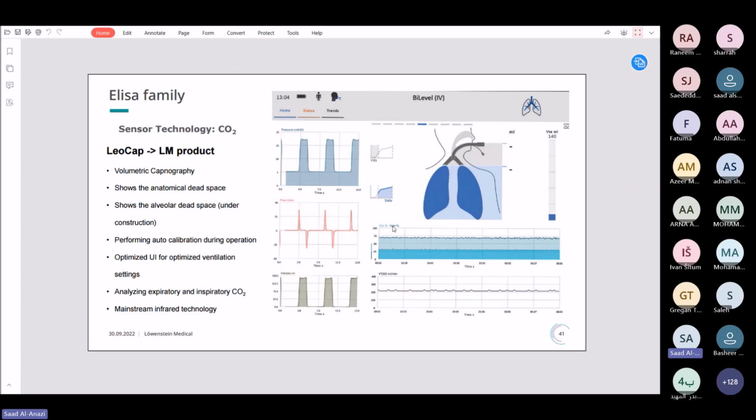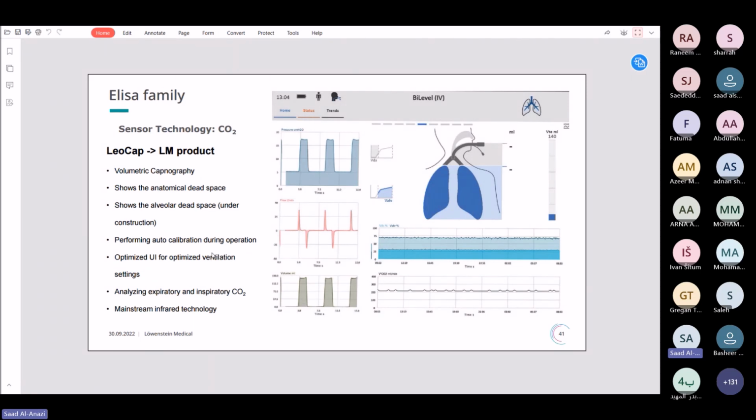Continuing with the features and great tools for our ventilator, we also have a new technology called sensor technology for the CO2. It's the LEO cap. Through the end-tidal CO2 we can measure the volumetric capnography, showing the anatomical dead space and also the alveolar dead space, continuously measuring this. It's a really great tool to continuously measure the anatomical dead space and the alveolar dead space under constrictions.